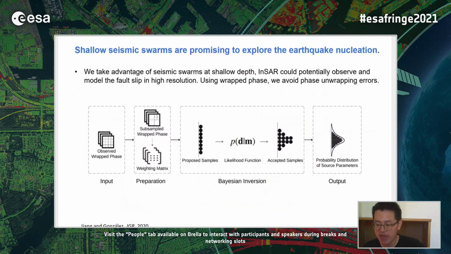Second, for continental seismic swarms at very shallow depth, InSAR enables us to reveal the fault slip propagation at a high spatial resolution. For very shallow earthquakes, the fault might rupture to the surface, and fringe and wrapping errors might exist in the phase. To avoid fringe and wrapping errors, our previous paper demonstrates how to retrieve the fault source parameters directly using the wrapped phase in a Bayesian approach.